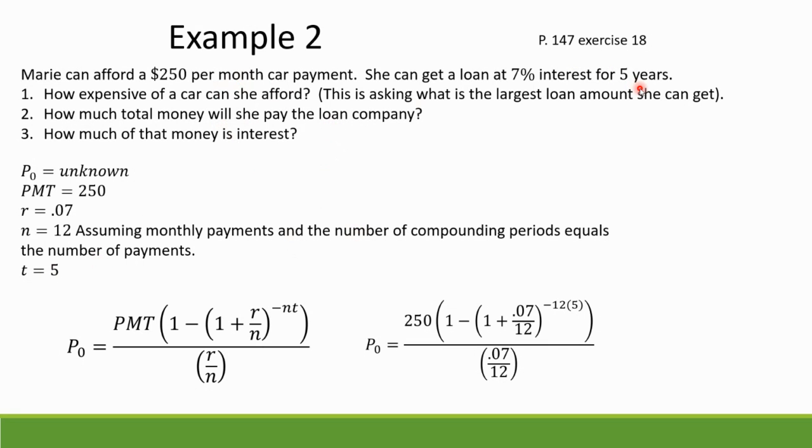T, this is 5 years, so she got a loan for 5 years, okay? So we plug in and we calculate. We have our formula. This is a loan, right? So we have our values put in, right? So P0 we don't know. PMT, that's the 250. R is 0.07. N is 12. And T, 12 times 5.